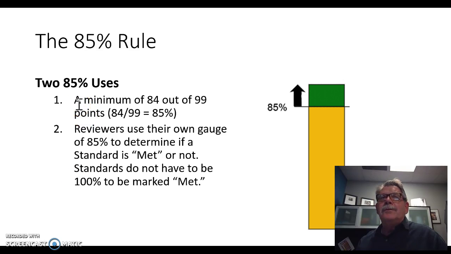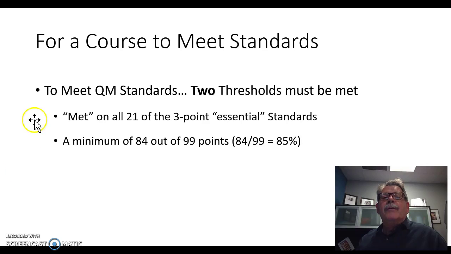Or are your course objectives readable or understandable? Well, at the 85% level, just what would that mean? An individual reviewer acting independently would determine what that basically is. Okay. For a whole course to meet either an informal Quality Matters standard set or the overall QM review, 2 things must happen.